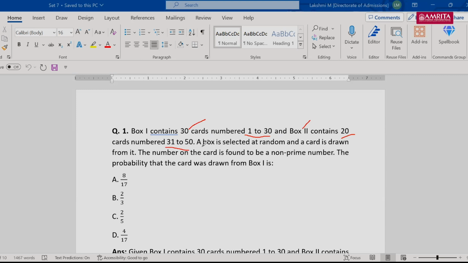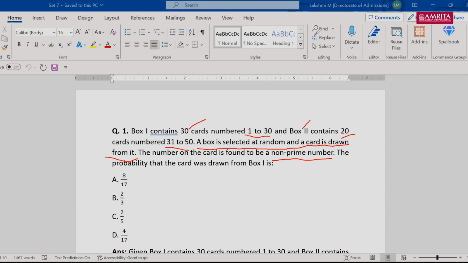Now, the condition or the criteria is a box is selected at random. I have just selected a box. It could be box 1 or box 2. I've taken a card from it. The number on the card is found to be a non-prime number. This is important. So the probability that the card was drawn from box 1.